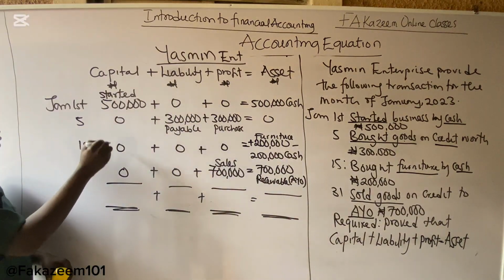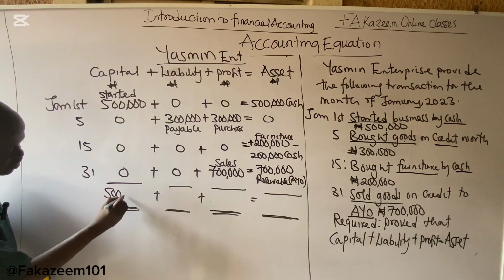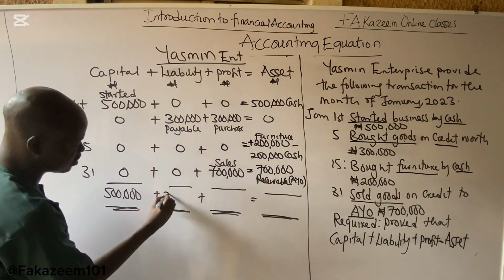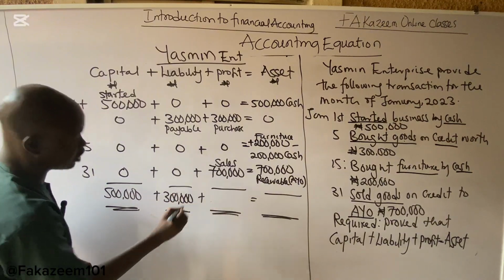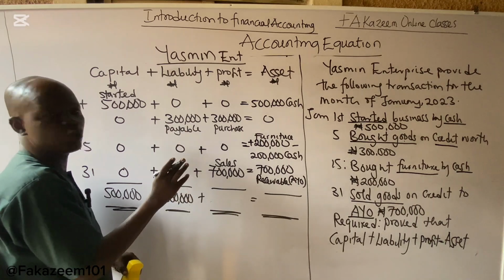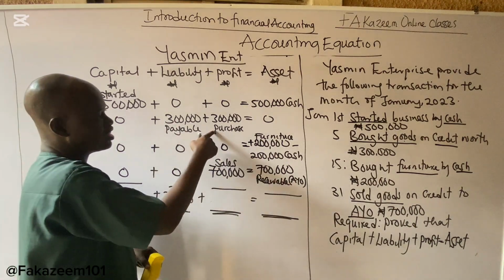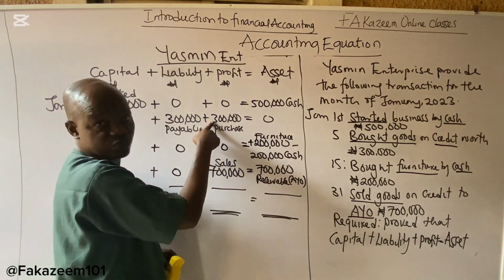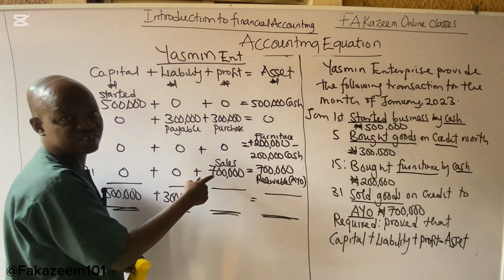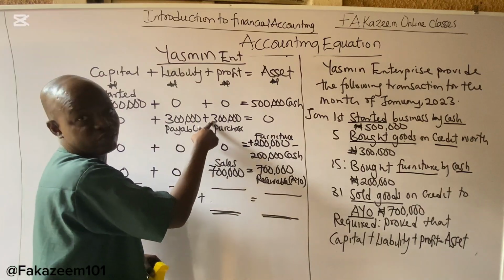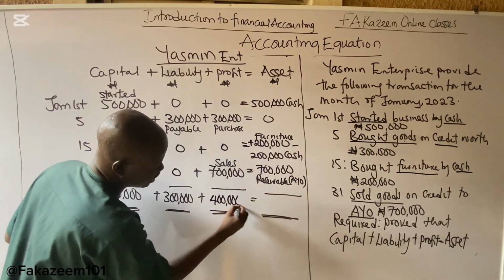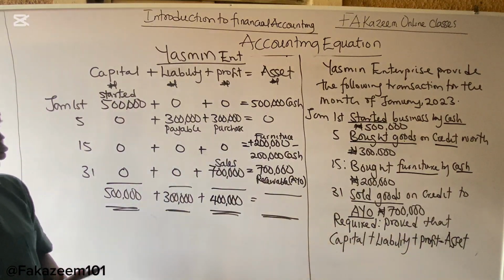This is 500,000 plus 0 plus 0 plus 0, and that gives us 500,000. This 300,000 plus 0 plus 0, that gives us 300,000 liability. Now this is profit. How do we know we are making profit? We purchase an item for 300,000. The item was sold for 700,000. If we minus the amount of purchases from the amount of sales, we are going to arrive at 400,000. Let's go to the asset.